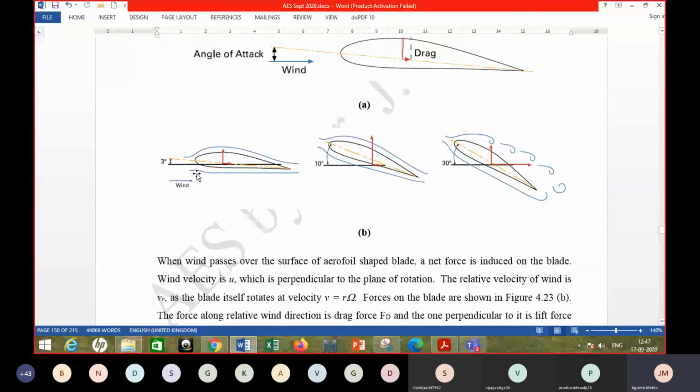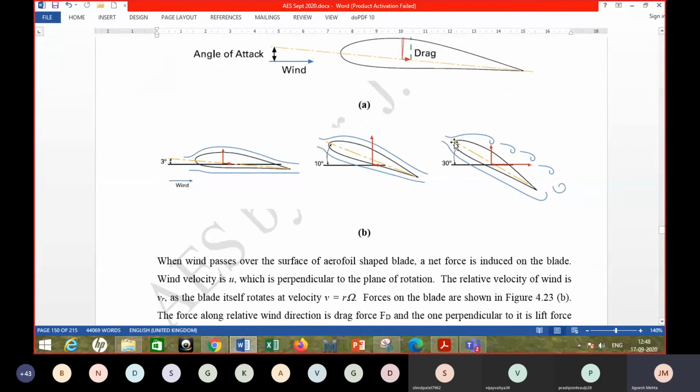So in one case, this relative wind, you can consider this horizontal line, and then the chord is shown, and the angle with the relative wind and the chord is the angle of attack. So in first case it is 3 degrees, in second it is shown 10, and in the third it is shown 30 degrees. So if you keep a low angle of attack, then the lift force that you are able to generate is not very high, but at a particular angle of attack you find that the lift force is high, and the ratio of the lift force to drag force is low.